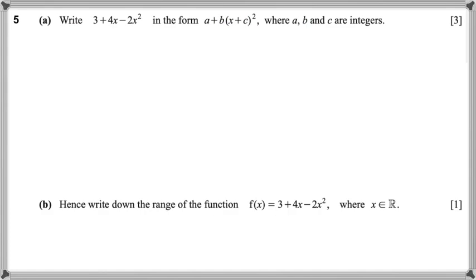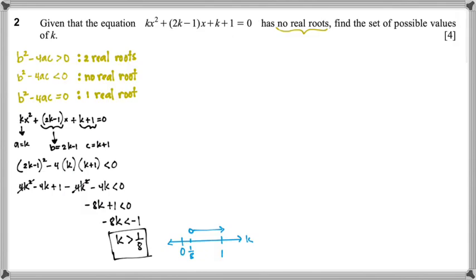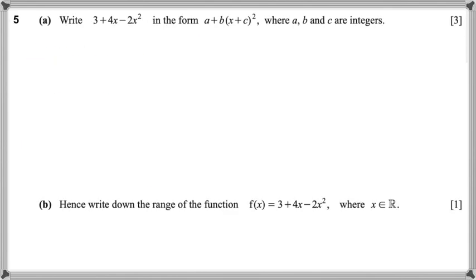Question 5, okay, it's all about functions, which is unit 3. So question 5: write 3 plus 4x minus 2x squared in the form a plus b times the quantity of x plus c squared, where a, b, and c are integers. Now remember this form. Okay, let's use another color for this. So this form is the vertex form.